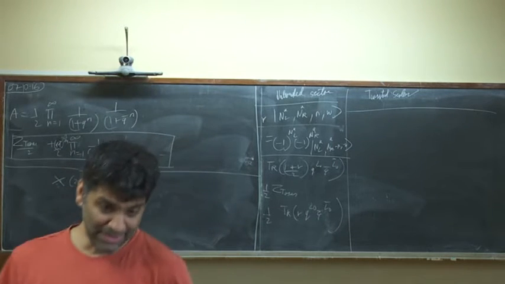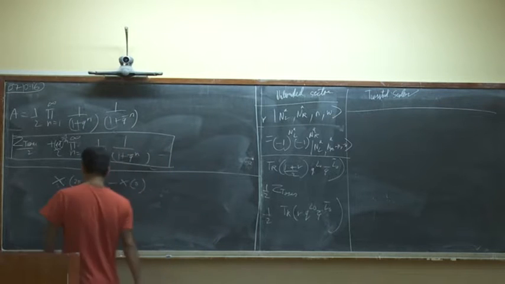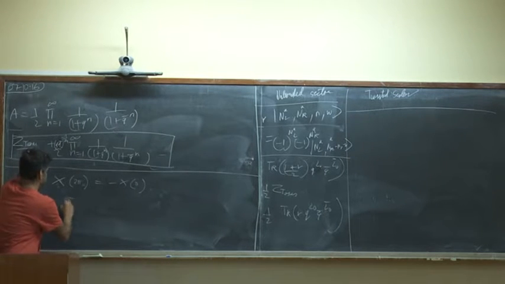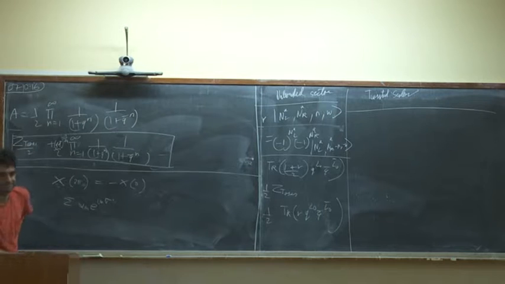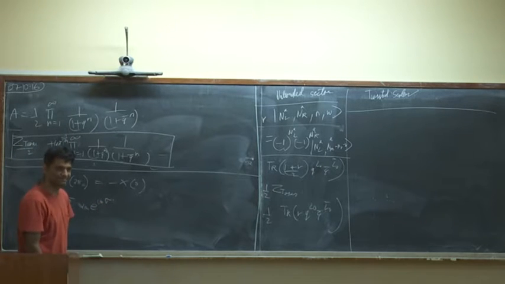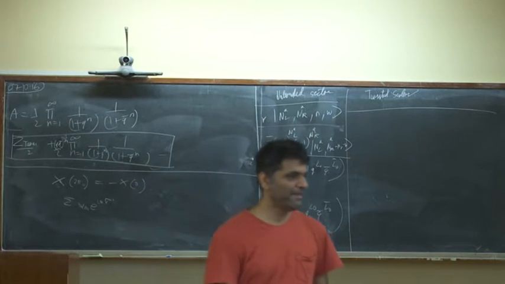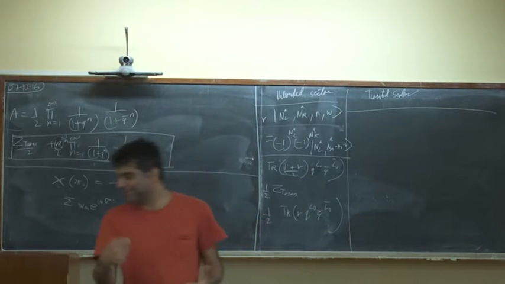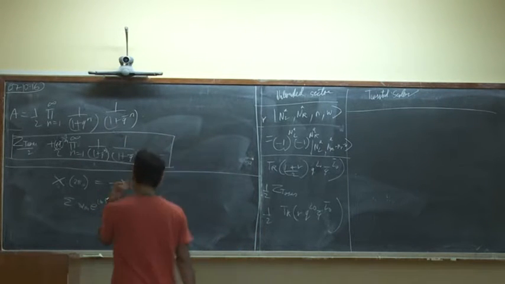Now let's see. How do we achieve this? The way we achieved x of 2 pi equal to x of 0 was to sum over alpha m e to the power i m sigma. That's how we achieved periodicity in sigma, where m was an integer. Now, suppose m was not an integer, but an integer plus half. Then the shift of 2 pi will give you a phase e to the power i pi, and e to the i pi is minus 1.